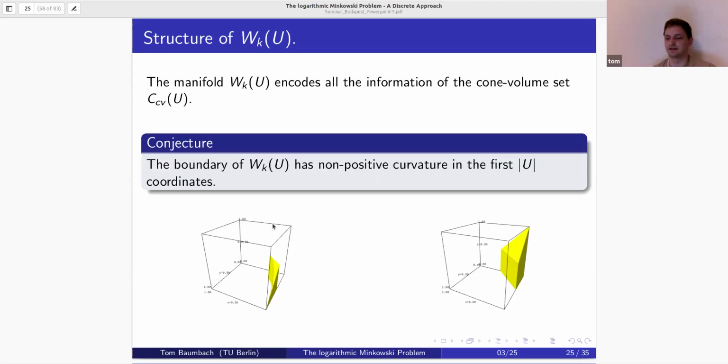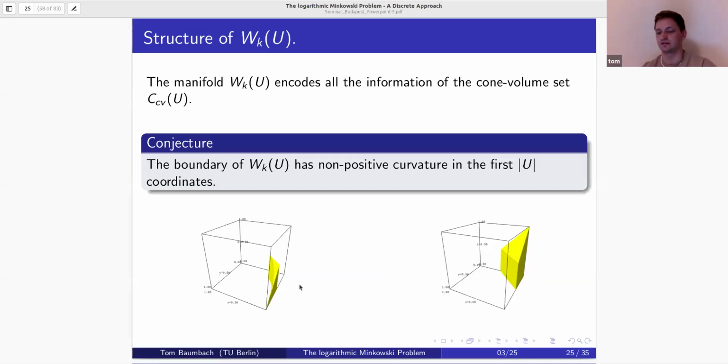Okay, now a conjecture which we are not able to prove, but I still think it's true, is the following. The set Vk is in fact a manifold, and the conjecture is that the boundary of this manifold has non-positive curvature in the first coordinates. What does that exactly mean? For example, if we consider the trapezoid, the cone volume set of the trapezoid, and we factor out only the first coordinates, then we get the following representation of the cone volume set.